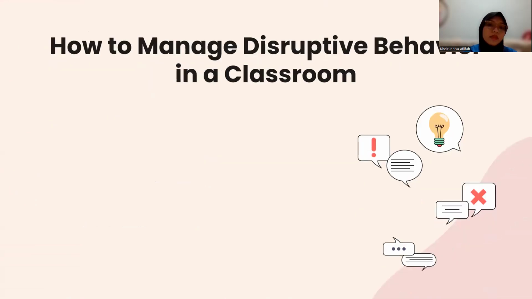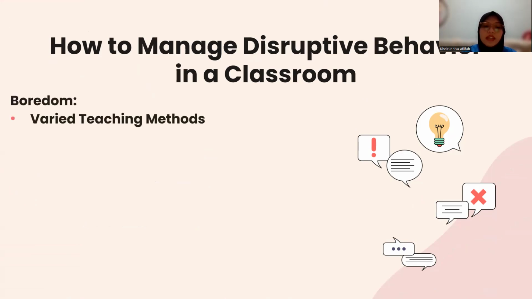Then, how to manage disruptive behavior in the classroom suggests that disruptive behavior stems from three main causes: boredom, learning difficulties, and attention seeking. You can use these strategies to address each cause. For the boredom, the first is varied teaching methods. Move beyond rote memorization and lectures, incorporate activities like games, discussions, group projects, or technology to keep students engaged. Then, we can use differentiation, cater to different learning styles and paces.